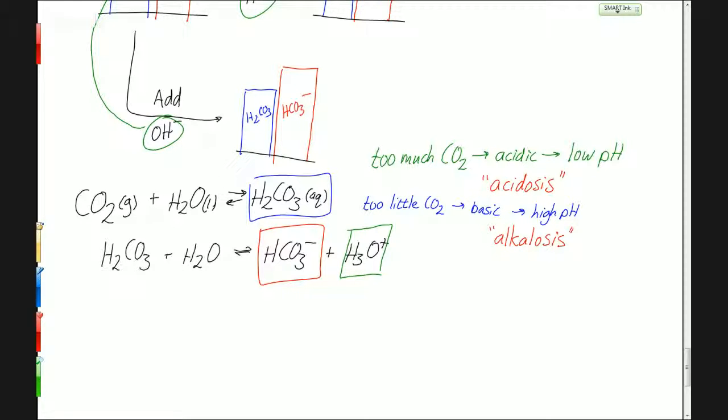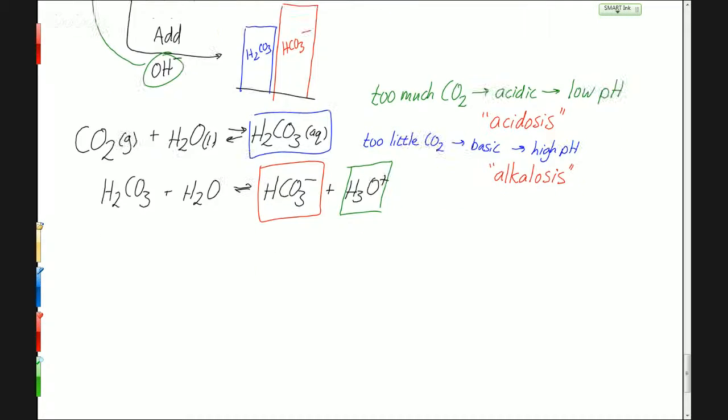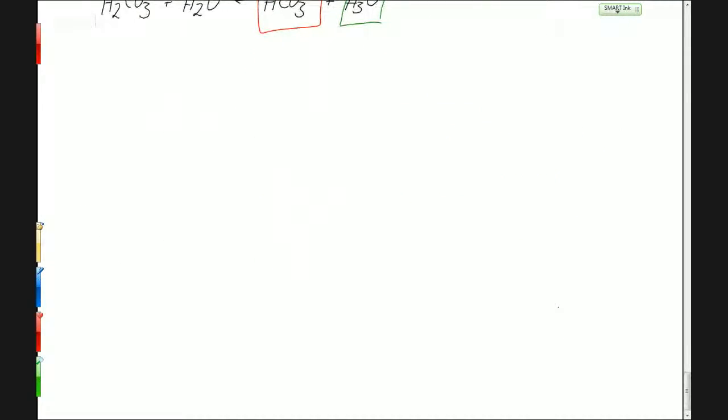Okay, so that's how those things can be affected. All right. The last thing we're going to talk about in this chapter is something that we're going to work on next week in lab, which is called titration. Have you ever heard of a titration? No.